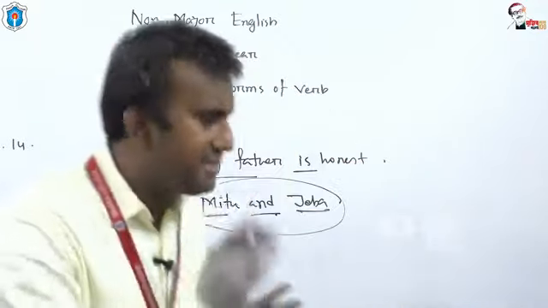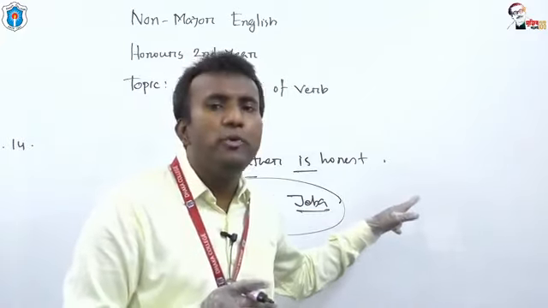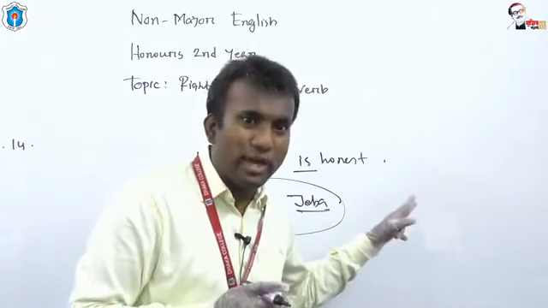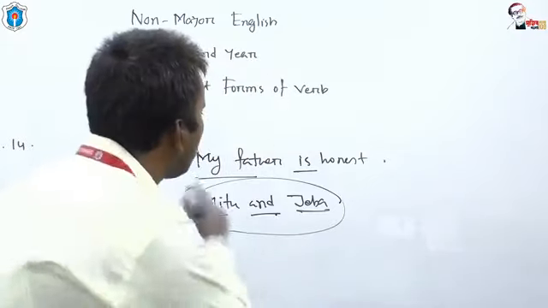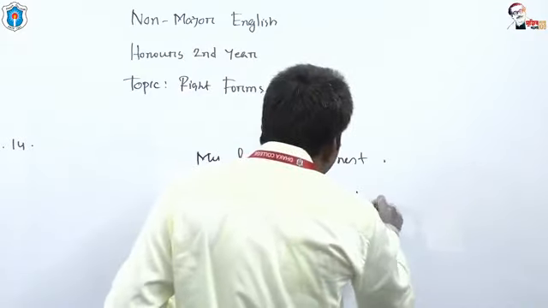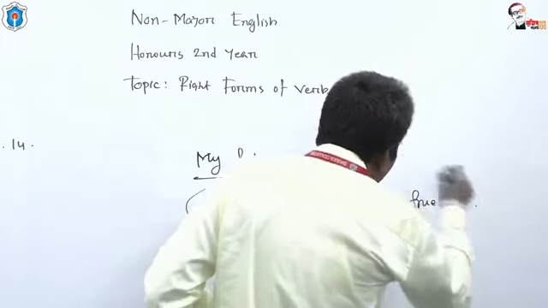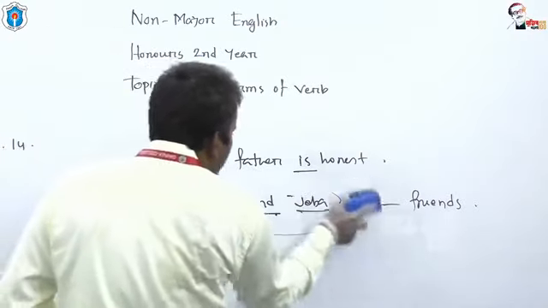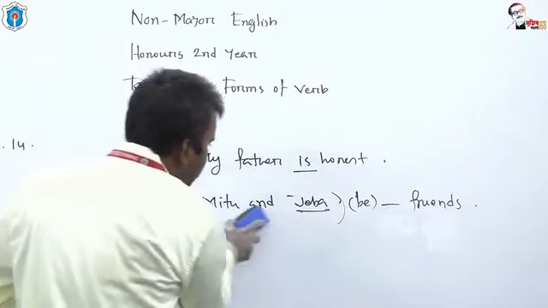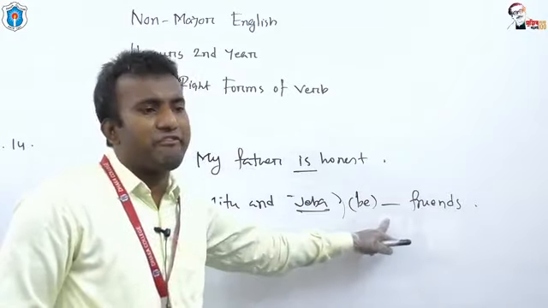In this case, Mitu and Jeba is a plural subject. That's why we need to use plural verb. For example, Mitu and Jeba be friends. What should be the answer, dear students? Mitu and Jeba be friends. Mitu and Jeba are friends.